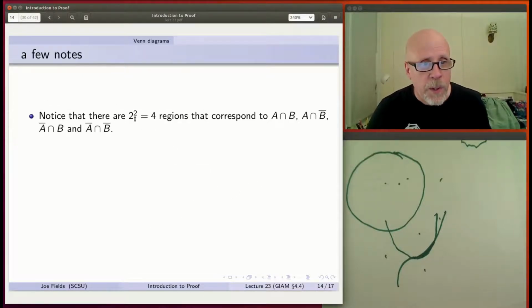I already told you this. There's 2 to the second power because there are 2 Jordan curves, and that gives you 4 regions, and those correspond to the intersection of the sets. A intersected with the complement of B. That's one of the cookies, the bitten cookies. A's complement intersected with B. That's one of the other bitten cookies, and the outside. That's the other piece of this, the part that's neither in A nor in B.